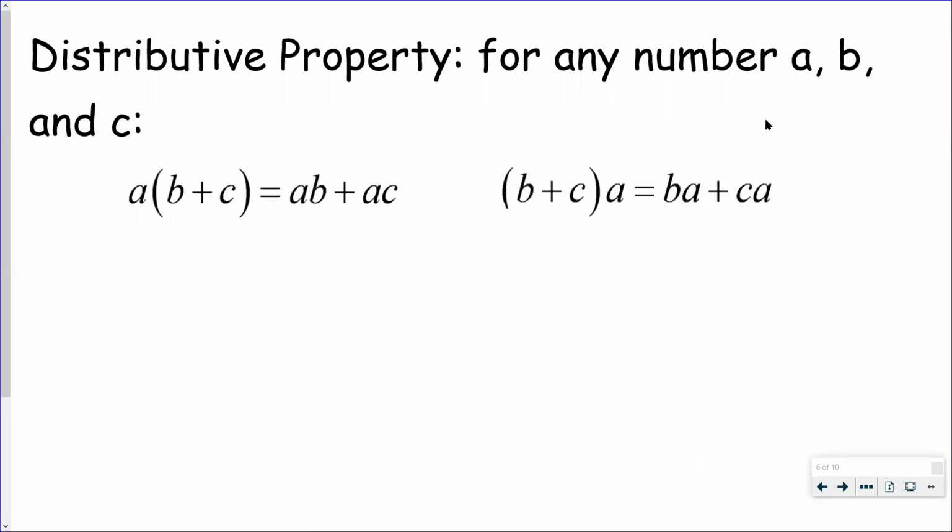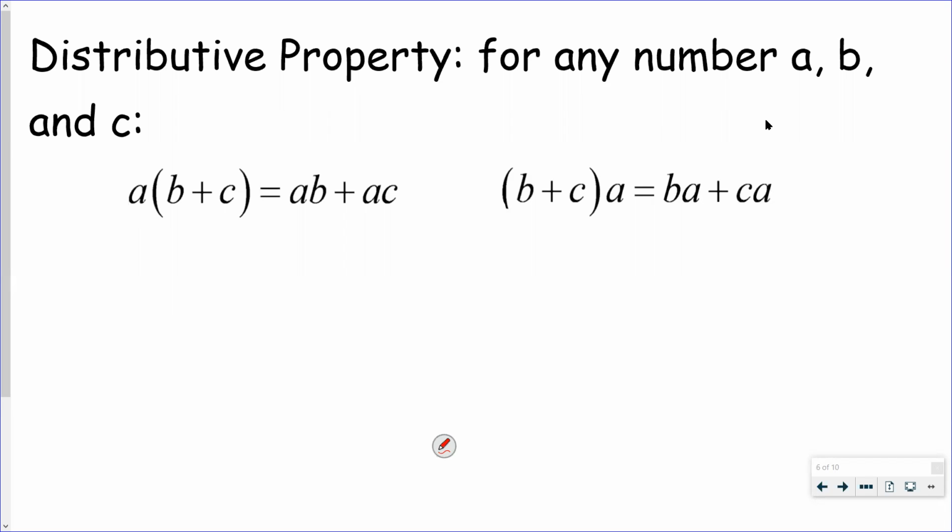distributive property. So the distributive property for any number A, B, and C. We're using the variables A, B, and C to represent any number. It could be a fraction, it could be an integer, it could be a decimal, it could be any type of rational number, anything like that. What it means is this is the definition.